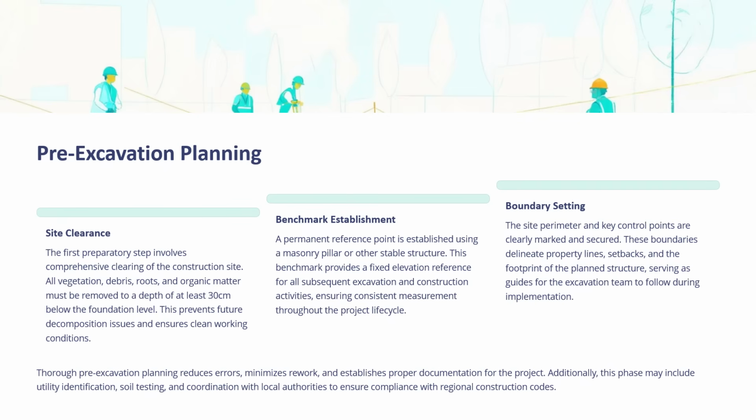So next, after you have established the benchmark, you have to set the boundaries of the building on which you have to do the construction. The site perimeter and other key control points are then clearly marked and staked. These boundaries delineate property lines, setbacks, and the footprint of the planned structure, serving as guides for the excavation team to follow during implementation.